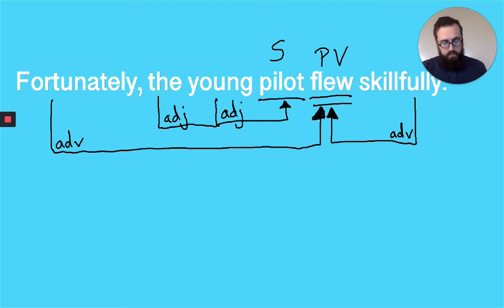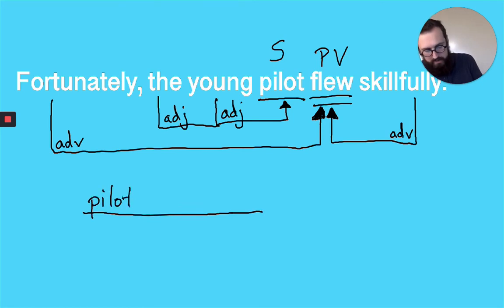All right, let's go ahead and diagram this sentence. So I'm going to put my subject first, pilot. Don't capitalize it because it's not capitalized in my sentence. Draw my vertical line, giving myself a little bit of room because I realize I need to add two lines. And then flew.